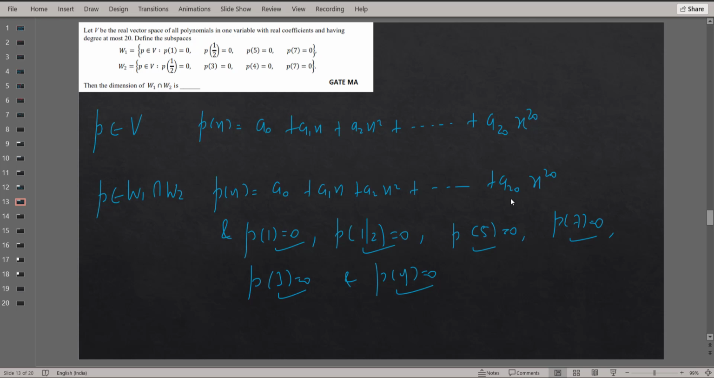Here the number of unknowns is 21. So the total number of unknowns is 21 minus 6, so it is 15. So the dimension of W1 intersection W2 is 15. So the correct option is 15. Now we'll move to the next question.